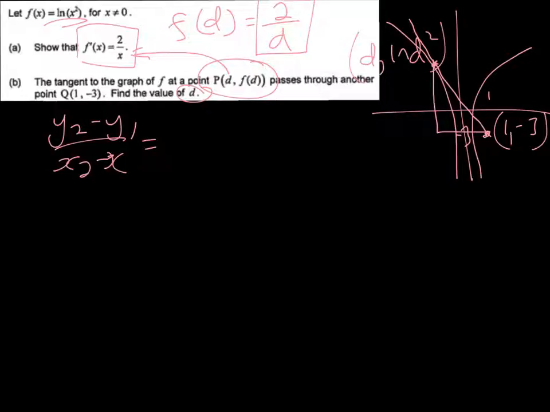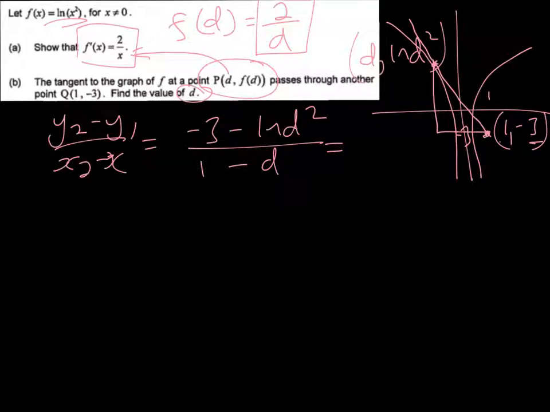So in this instance, y2 is negative 3. So I would say that negative 3 minus y1, which would be ln d squared, all over x2, which is 1, minus x1, which would be d here. So this is an expression for the gradient, which I know must be the same as the instantaneous rate of change, or instantaneous gradient at the point d, which is 2 over d. So these two statements must be the same.